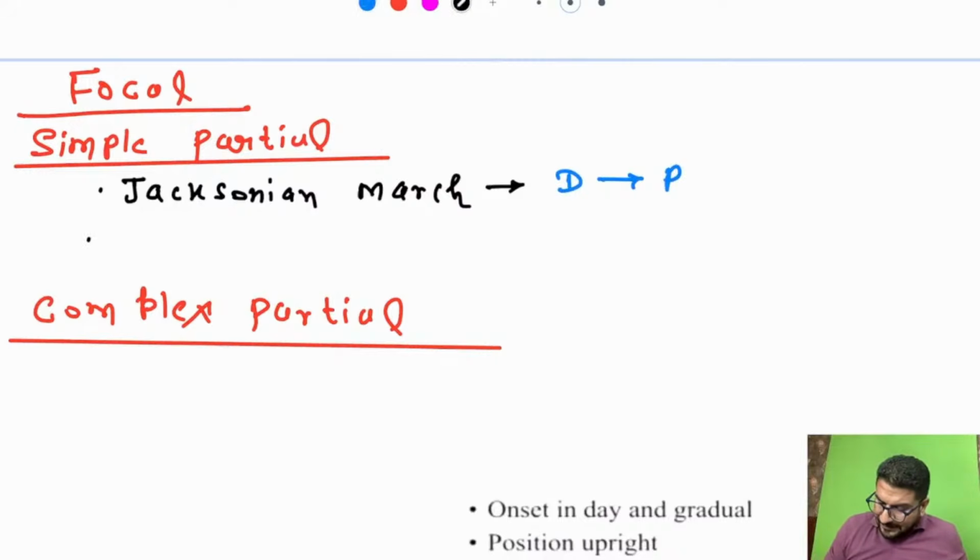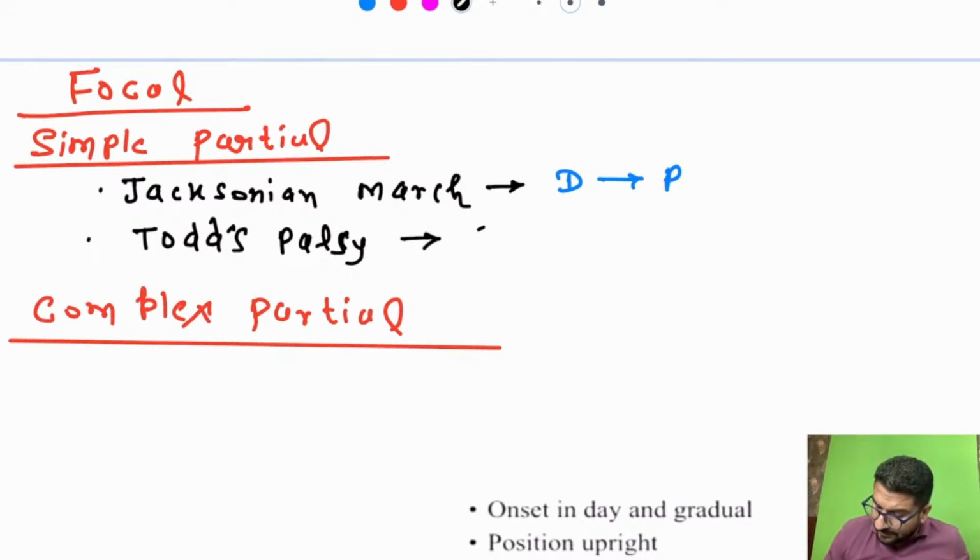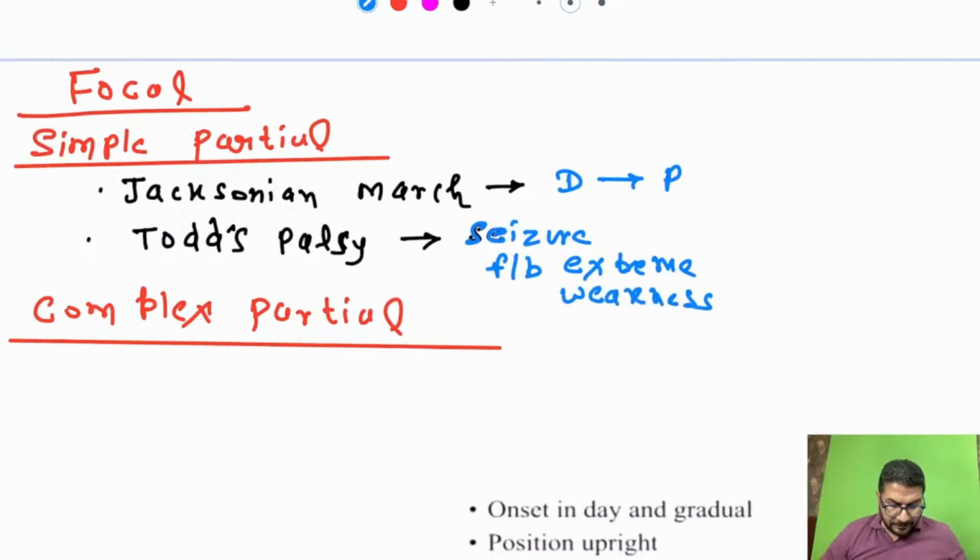Second type means after seizure, all of a sudden there is so much weakness. After seizure, patient is having extreme weakness, as if the patient has had a paralysis, a stroke. So seizure followed by extreme weakness. Suddenly there is weakness in the body. We call this Todd's palsy.